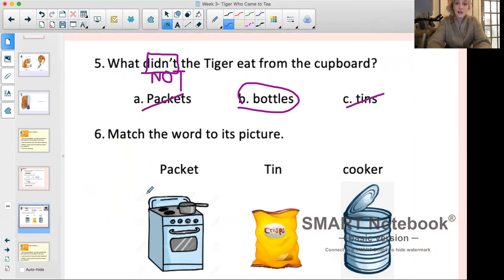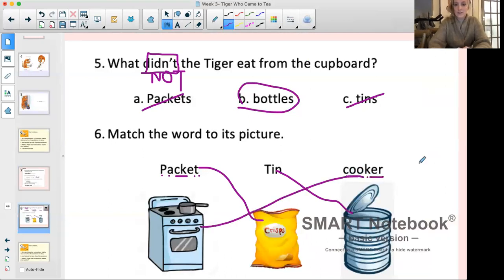And number 6, match the word to its picture. So we're going to use our sounds to read the picture. At, packet. Look at those pictures. A packet. I know, like a packet of crisps. It's a plastic bag. Tin. There's our tin. And cooker. Cooker's over there. So hopefully you've drawn a really lovely picture of each of those nouns, what each of those nouns mean. And I can't wait to see it when you send your work in.